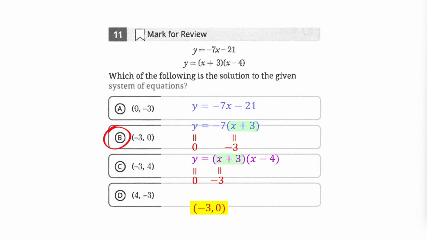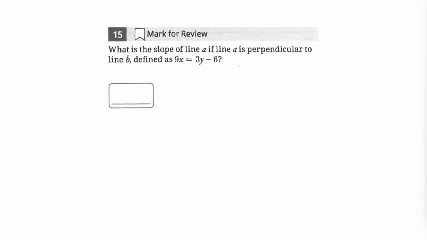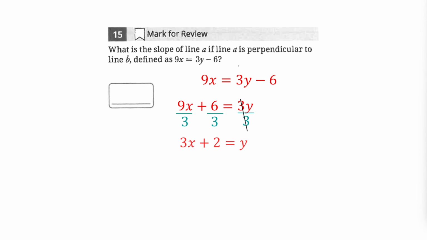The answer is B. What is the slope of a line A if line A is perpendicular to line B, defined as 9x equals 3y minus 6? First, let's write the equation in slope-intercept form by isolating y on one side. Move -6 to the other side, you get 9x plus 6 equals 3y. To eliminate the 3, divide every term by 3. You get 3x plus 2 equals y.